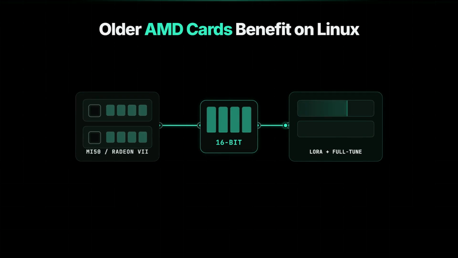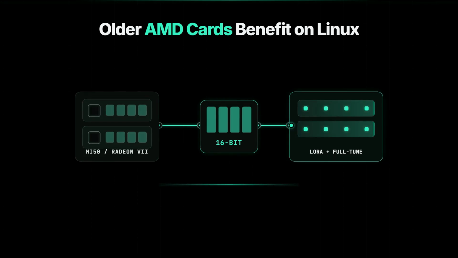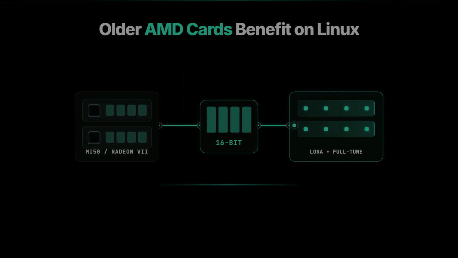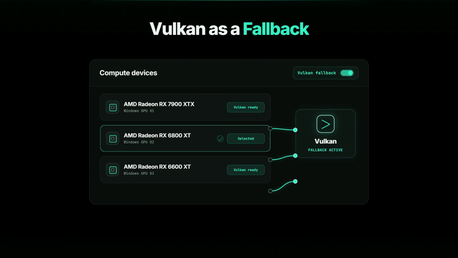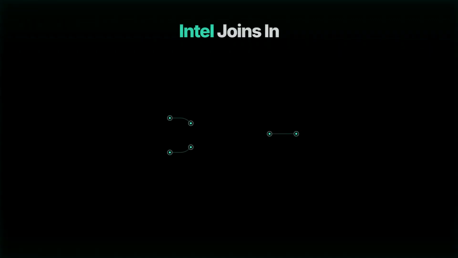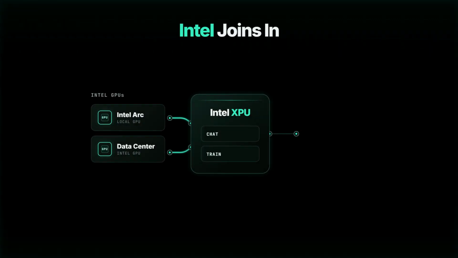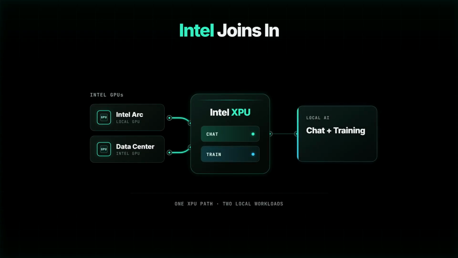The release also reports fixes for 4-bit NaNs, library conflicts, and long RDNA startup stalls. Unsupported Windows HIP GPUs can fall back to Vulkan. Vulkan devices now show their real names and can be selected individually, making the fallback more explicit and controllable. Intel XPU now enables local chat and training on Intel Arc and data center GPUs. The release also adds DoRA beside LoRA and full fine-tuning.